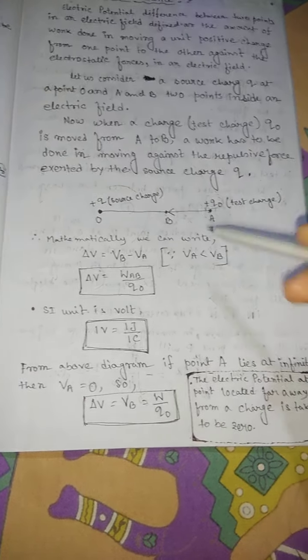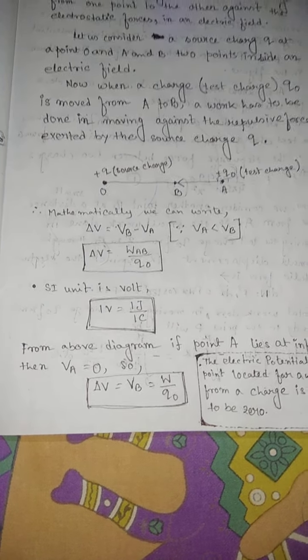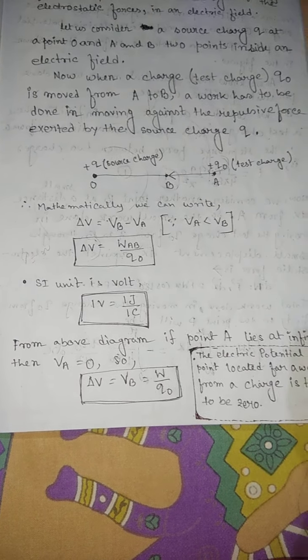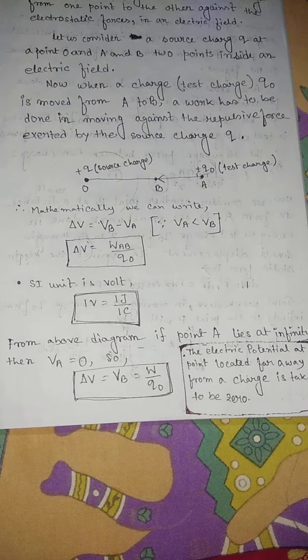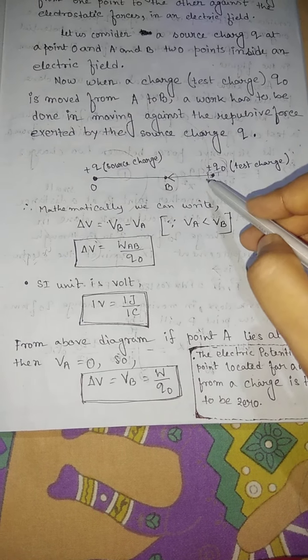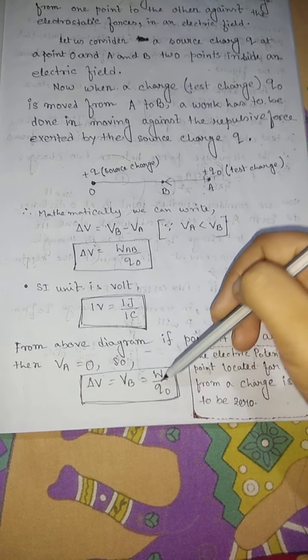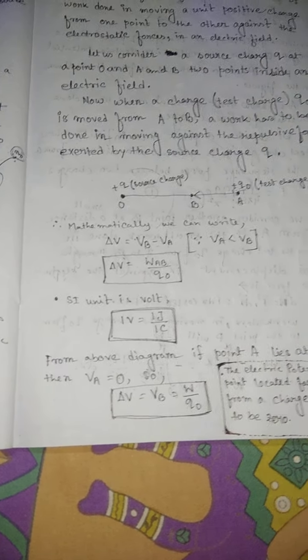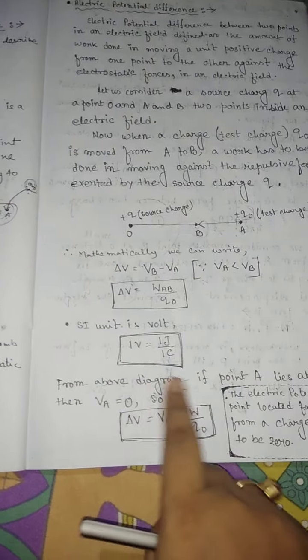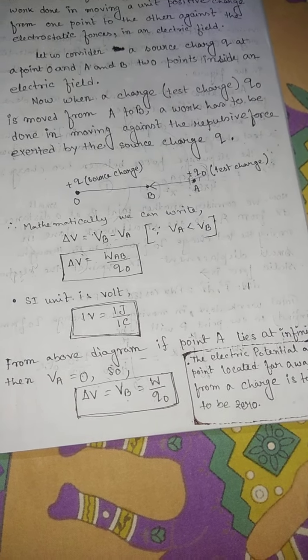Now from this diagram, if we consider this point A lies at infinity. In this chapter, we consider that if any point is located far away from the charge, the potential at that point we consider 0. So if point A lies at infinity, the potential at point A will be 0. So in that case, from this equation we can write delta V equals VB minus VA, with VA equals 0, so VB, that means only the work done W by Q naught. So now this equation and that equation are equal to each other, because this is a particular one point VB and this is also a particular one point. But this is a condition.